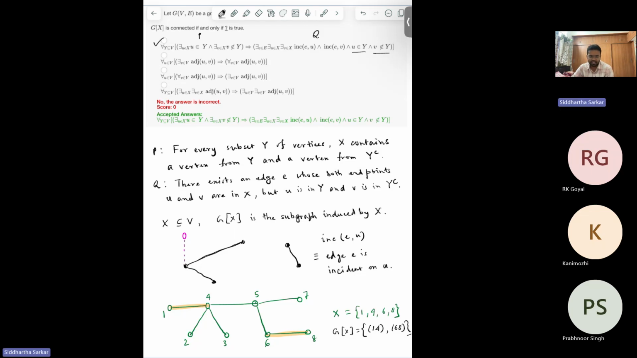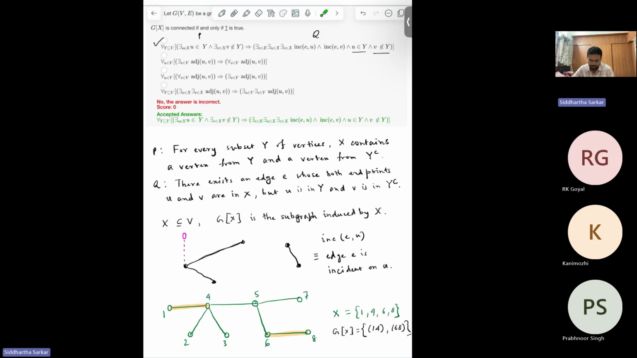Now you can see from this figure that Gx, the subgraph induced by X, is not connected. This is separate from this. There is no connection between 6 and 4. So now try to read this statement. It says that for every Y of vertices, X contains a vertex from Y and a vertex from Y complement. So let us try to find a Y such that X contains a vertex from Y and a vertex from Y complement also.